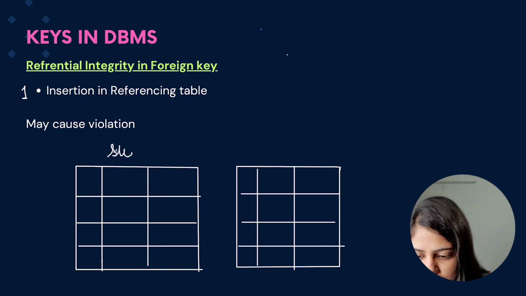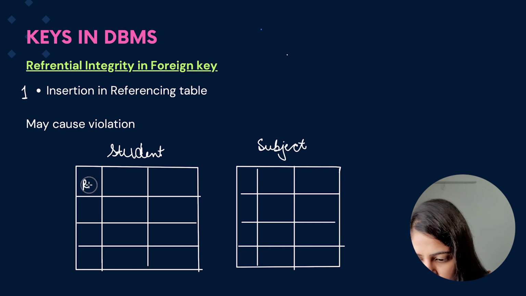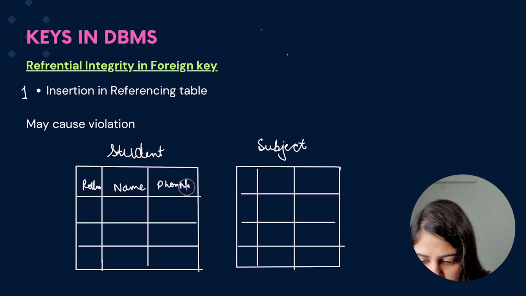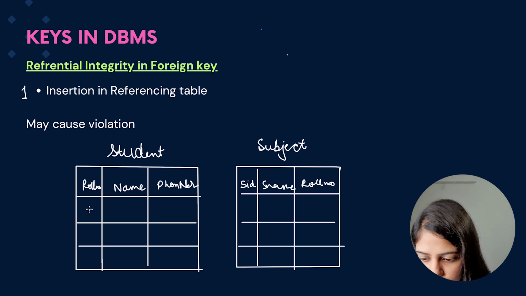So now let's make two tables. First one is a student table and second one is the subject student has taken. Okay, so here I am giving student roll number, student name, and consider student phone number. Okay, and here I am giving student subject ID, subject name, and here the roll number. So basically 1, 2, 3. There could be many more students.